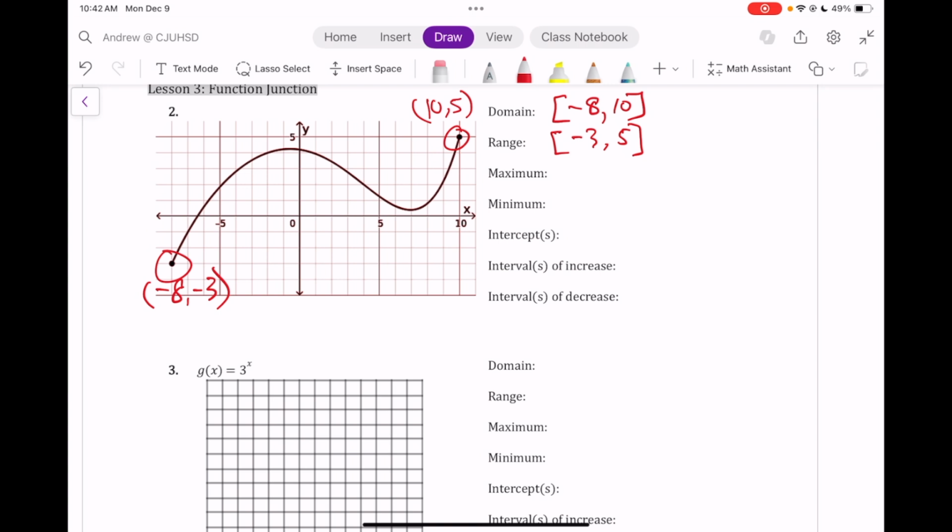Maximum just so happens to be the endpoint, 10, 5. Minimum happens to be the endpoint, -8, 3. Intercepts, there is 1, it's right here. That's approximately at 0 and 4.1. And then on the y, there's 1. Let's say that's about -6.2 or 6.3.